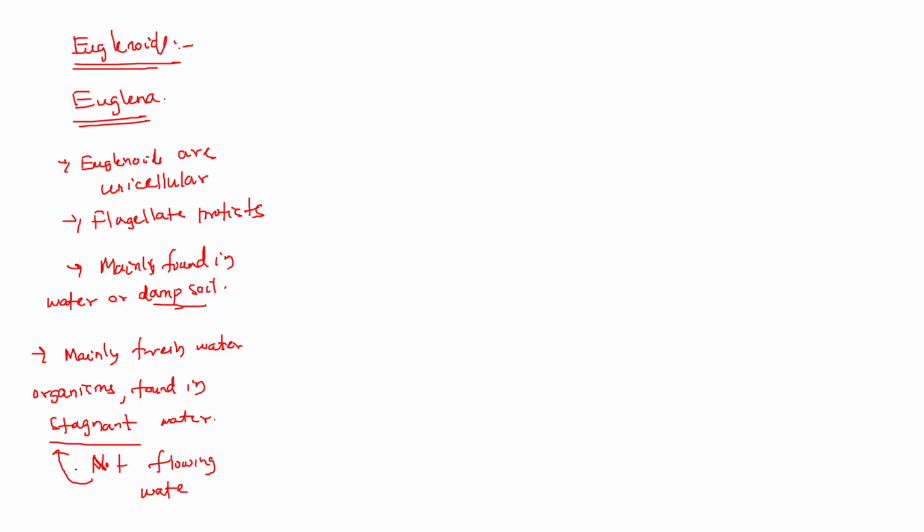Not flowing means, the water of a river is flowing towards the sea. In the sea, the water is in wave form, so it is not stagnant in nature. But in ponds and lakes, the water is mainly stagnant in nature. They are not flowing from one place to another. That type of water is known as stagnant water, and in stagnant water we can mainly find euglenoids.